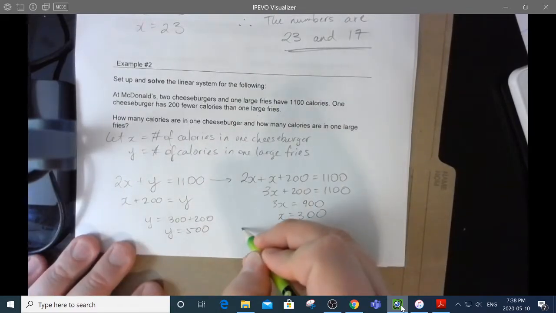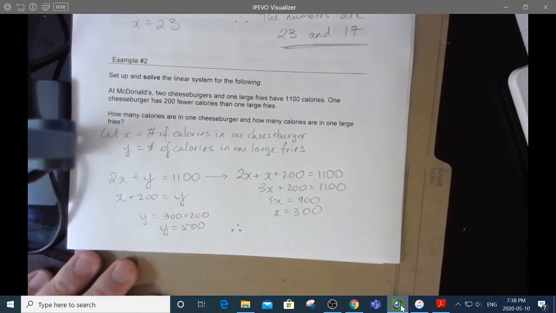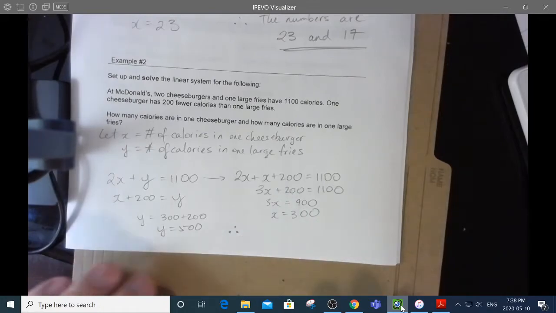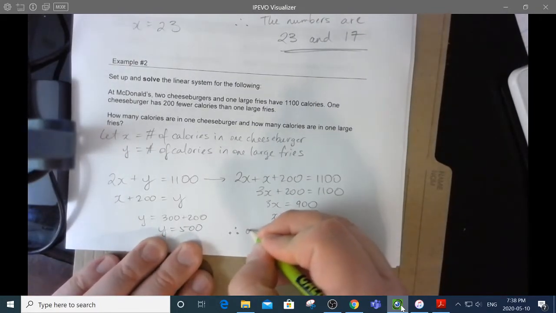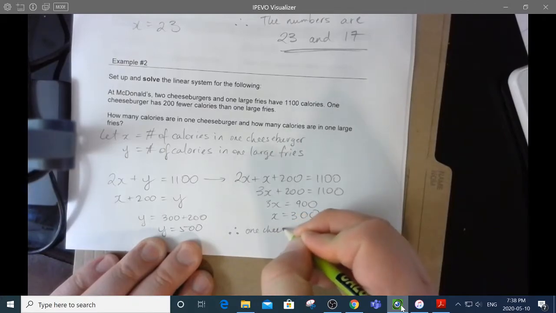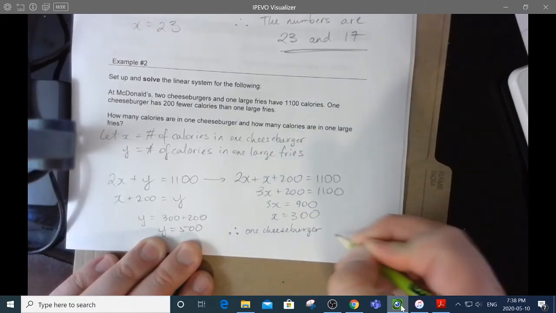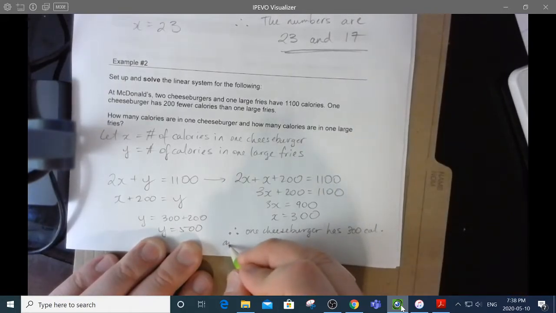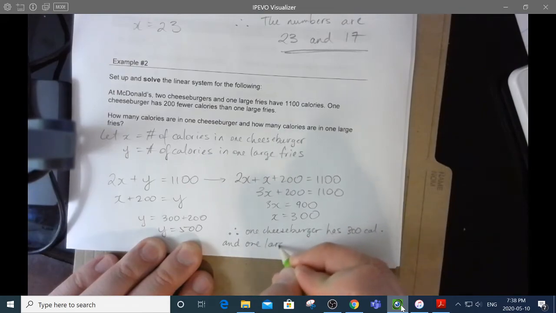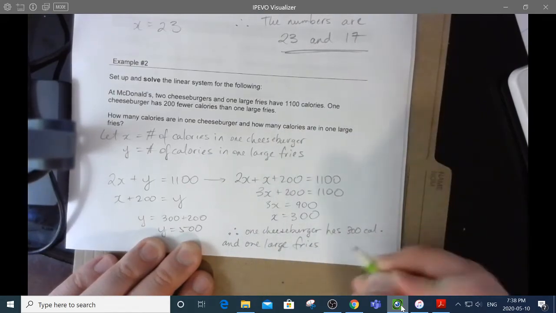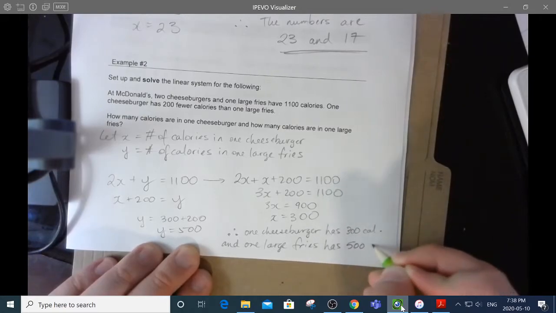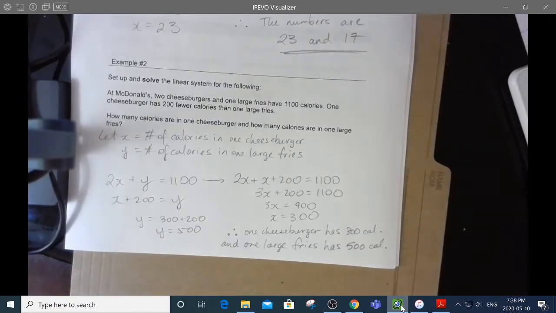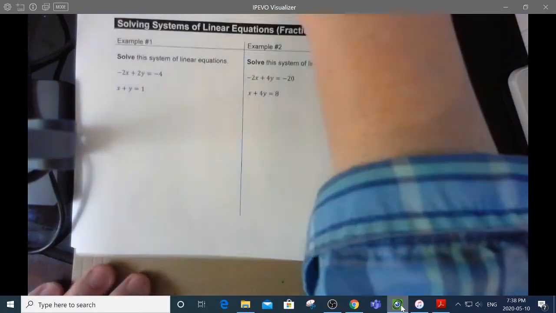And then therefore, my conclusion statement, if anybody didn't know that, 3 dots means therefore. Therefore, 1 cheeseburger has 300 calories. I'll just put CAL for calories. And 1 large fries has 500 calories. And there we go. Using algebra to solve word problems like grown-ups. That's awesome. Love this stuff.